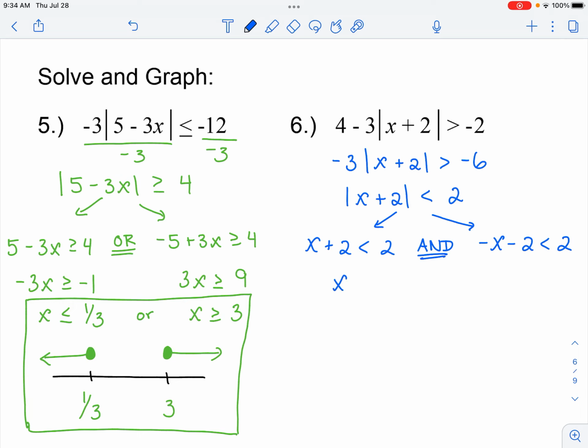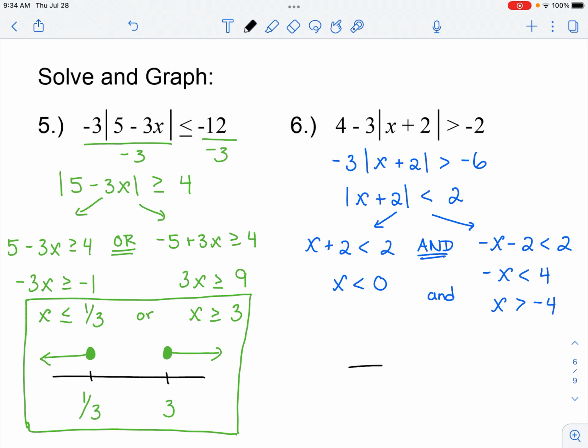On the left side, x plus 2 is less than 2. Subtract the 2 and you get x is less than 0. On the other side, I'm going to have -x is less than 4. Divide out the negative to flip the symbol around and get -4. And again, this is and in between them.